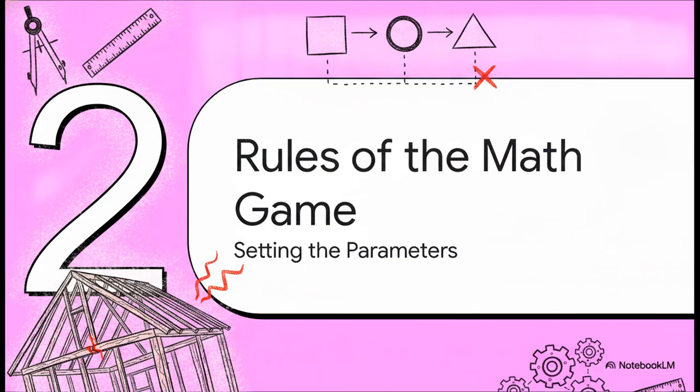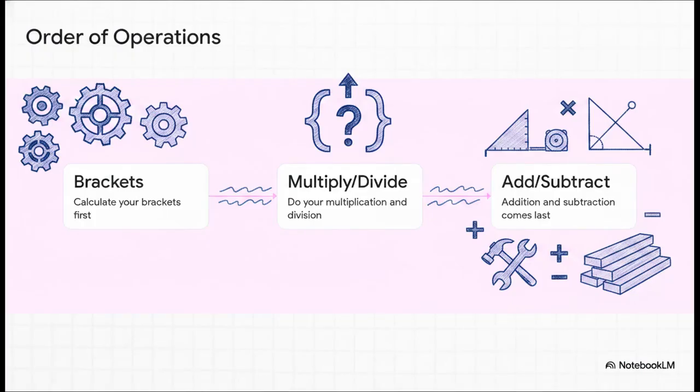Section 2. Rules of the math game. Setting the parameters. So, before we measure a single thing, we've got to understand the absolute rules of the game. Math has a strict order, and breaking it, well, it breaks your build. If you just punch a long random string of numbers into an app, you are probably going to get a completely wrong answer. You absolutely must follow this order of operations.